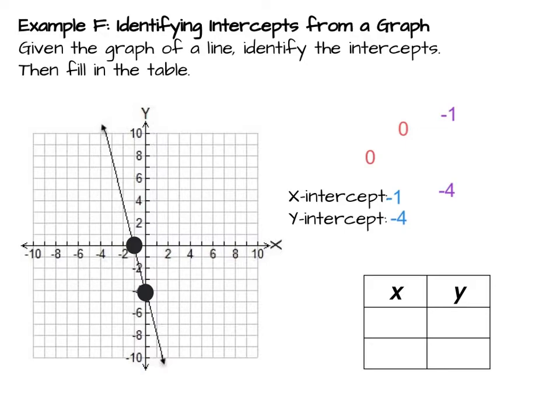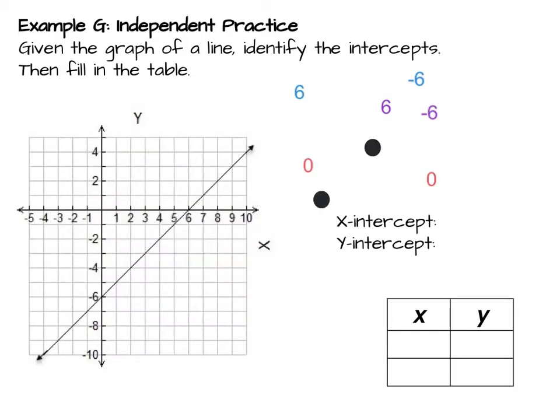Now that we know what our x-intercept and our y-intercept is, it will be simple to fill in our table. So when x is equal to negative 1, y is equal to 0. And when y is equal to negative 4, x is equal to 0. And we were able to complete the table from the graph. Now try this next example on your own. If you need help, please feel free to ask your teacher.